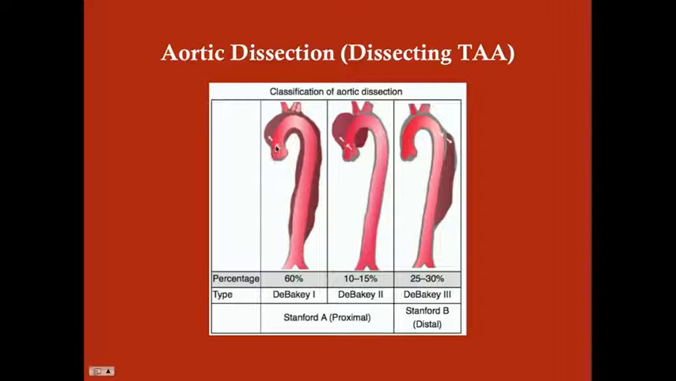So with DeBakey 1, you've got the aorta affected both at the ascending and the descending portion. This is the most common aortic dissection. It's about 60%. So ascending and descending. DeBakey type 2 is the least common, about 10 to 15% of patients. It only affects the ascending aorta. And then DeBakey type 3 is only affecting the descending aorta.